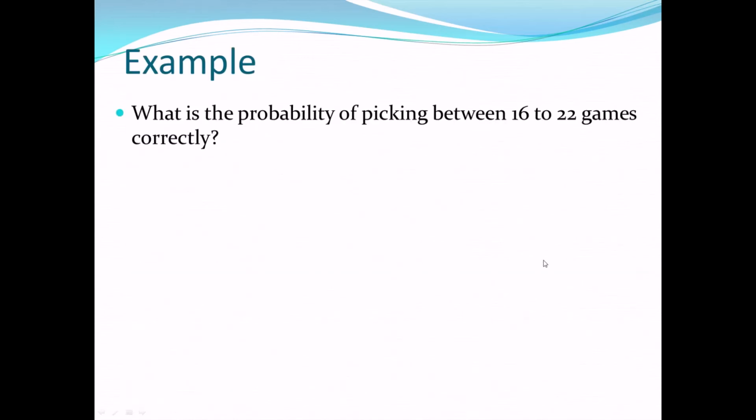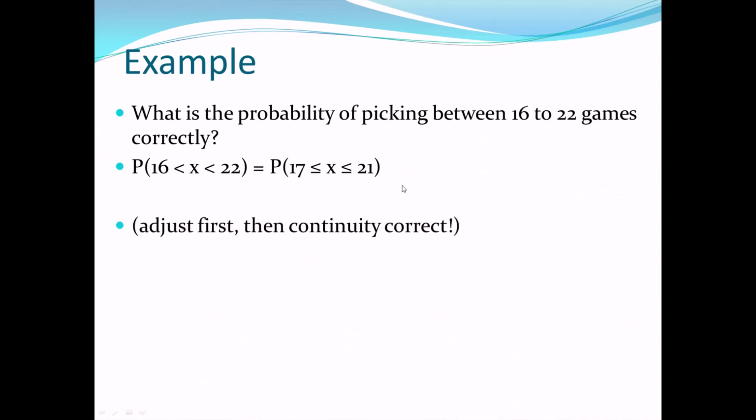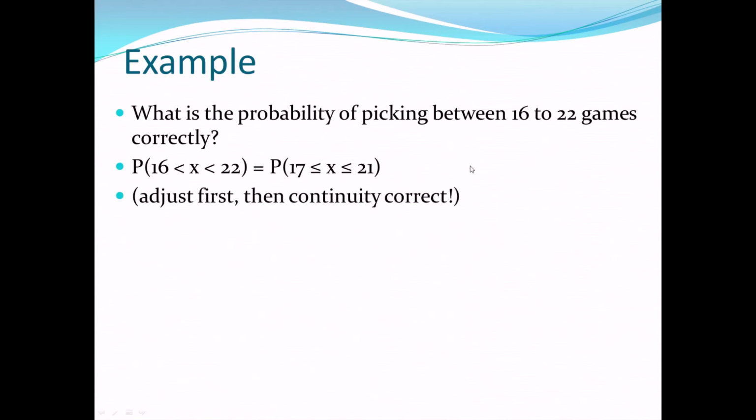All right, so between 16 and 22 games correctly, the probability of that, now keep in mind they're not including 16 or 22. So you're going to have to do just a discrete correction first. That's really what we're talking about. It includes 17 to 21, right? Here we are just not including the 16 to 22. So make this correction first, then continuity correct.